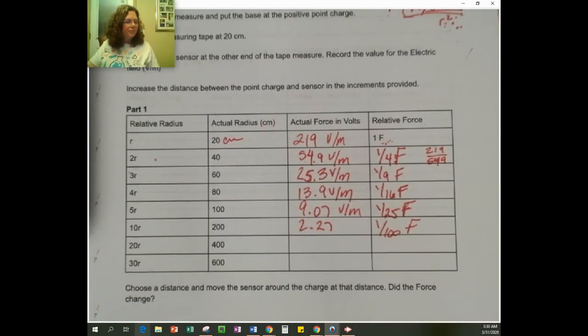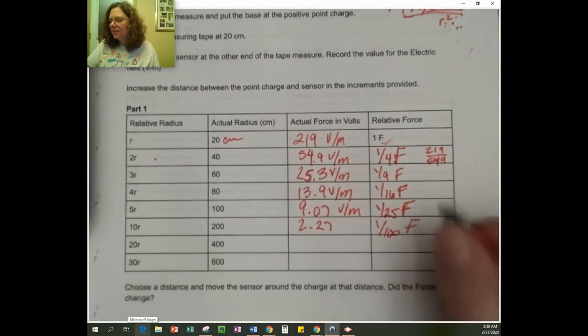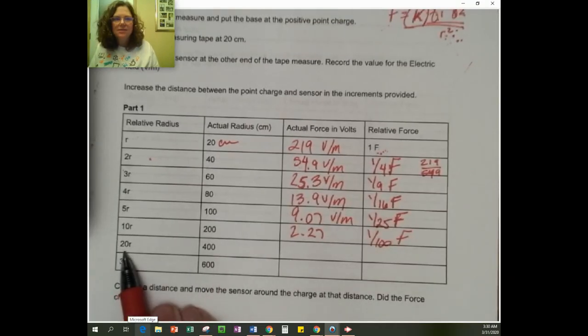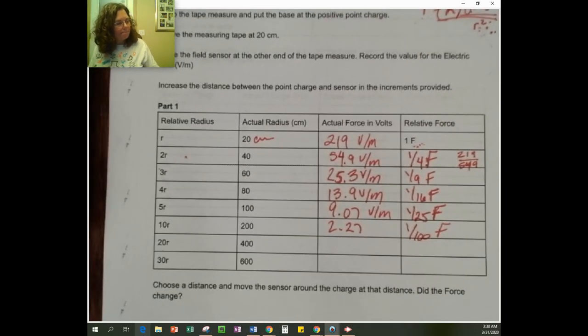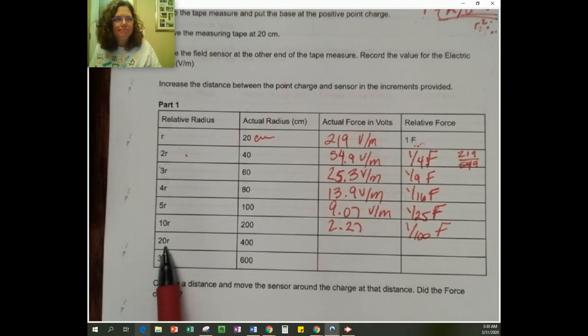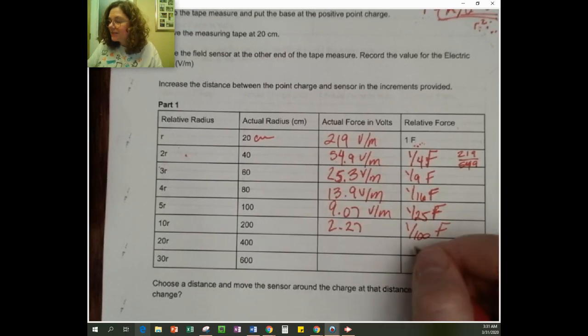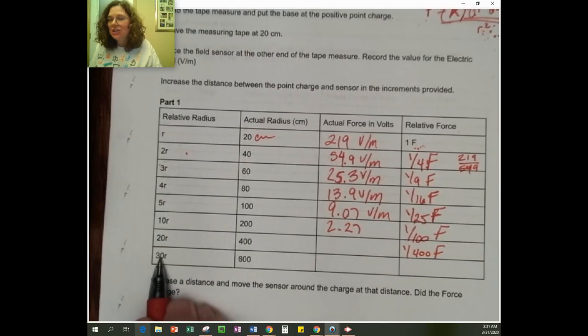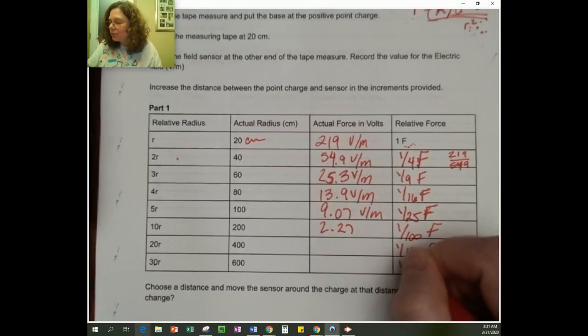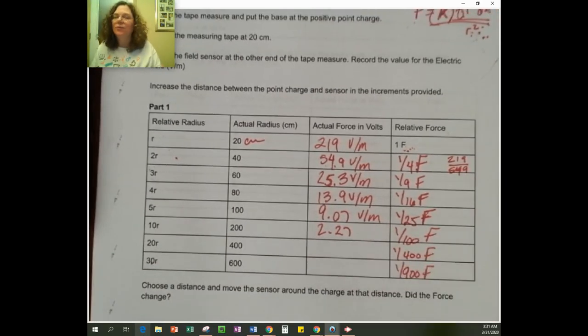So what's that mean that the rest of these are going to be? Well, this is 20, right? Let's square 20. It's 400. So it's going to be 400th F, right? It's getting really small. This is 30. It's 30 squared. What is 30 squared? That's right. It's 900. So this is going to be 900th of the force.